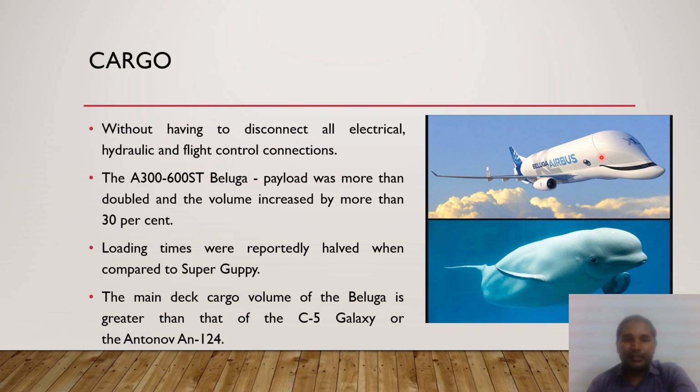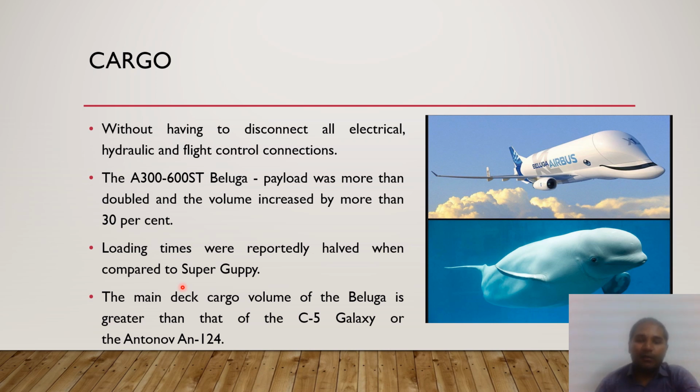the components. In the Airbus A300-600 Super Transporter Beluga series, the payload was more than doubled, and the volume increased by more than 30%, which is good for the company. It will earn more, and the loading times were reportedly halved when compared to the Super Guppy. The Super Guppy is a competitive model to this Airbus, and the Super Guppy is a Boeing model.